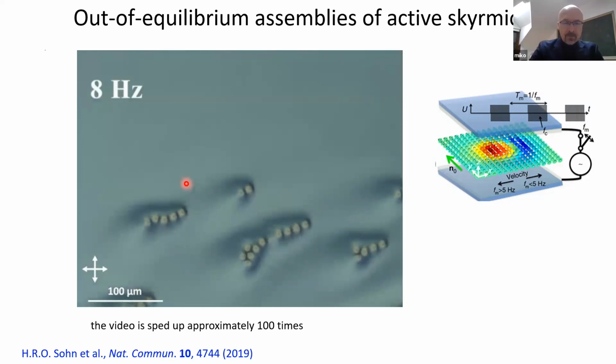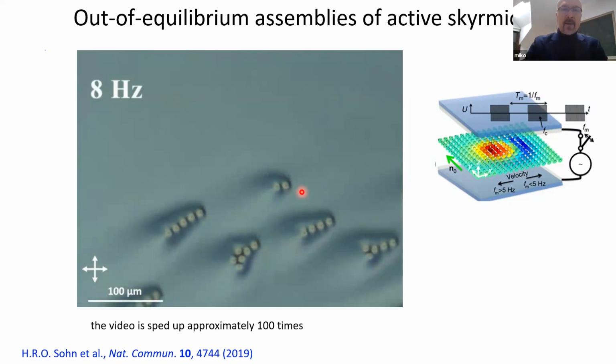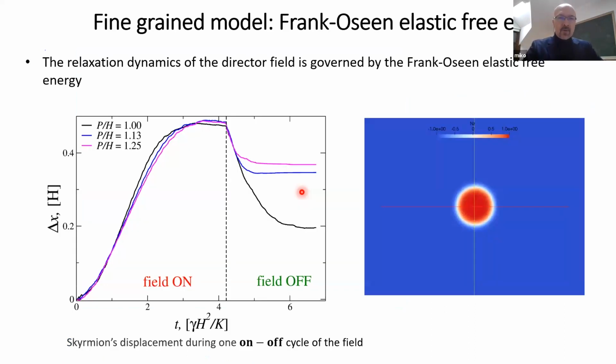So this is one of the goals of our research in my group. We try to understand the collective behavior and the underlying effective interaction between these objects. So how can we, first of all, understand the motion of these particles? In Ivan's group, and also in my group, we used as a first step a so-called fine-grained model, which is in this case the standard Frank-Oseen elastic free energy.